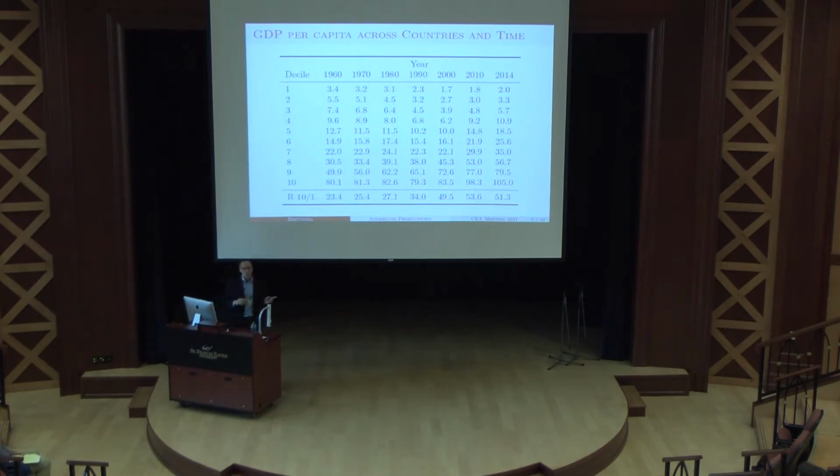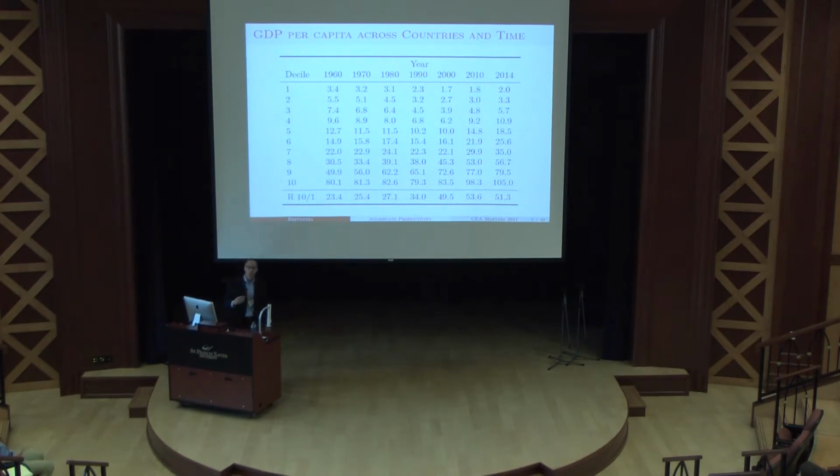So what I want you to take away from this table is this very well-known fact in development that the disparities are just enormous at any point in time that you look at it. In 1960, the ratio of average incomes between the richest 10% of the countries and the poorest 10% of the countries will be a factor of 23-fold, and more like 50-fold when you look at more recent years.